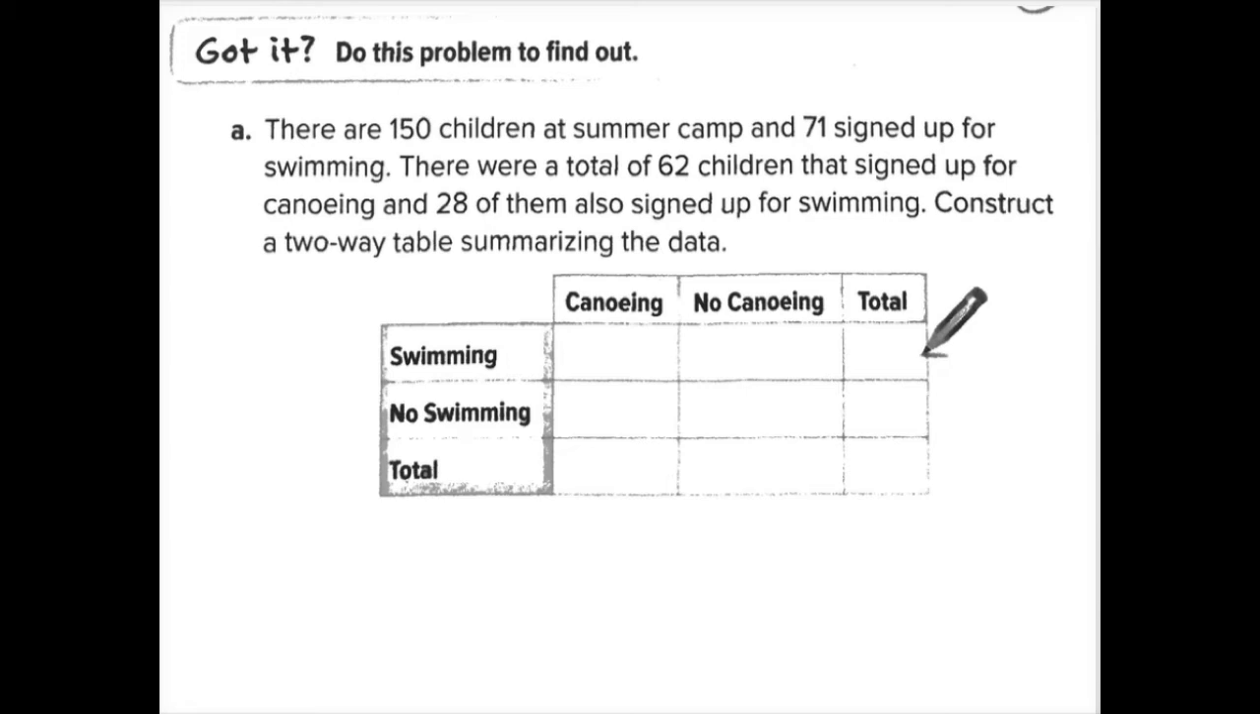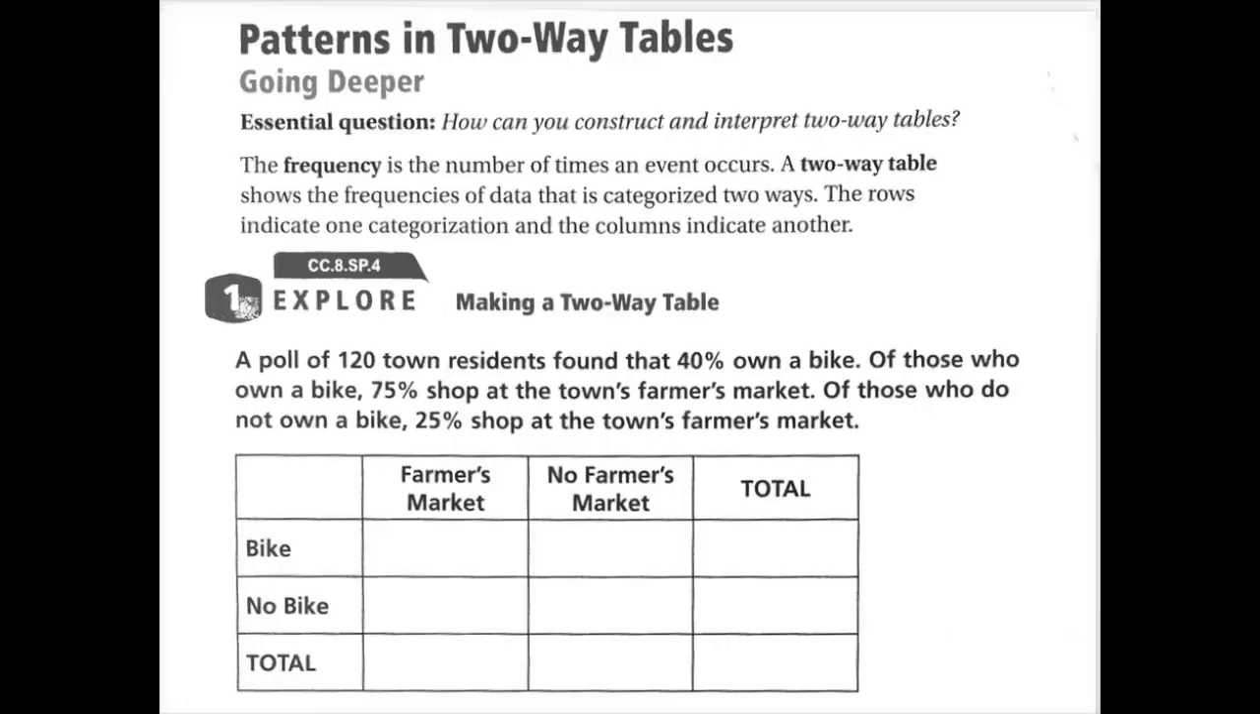Okay, let's look at the next page. Patterns in two-way tables. We have our essential question, read along with me. How can you construct and interpret two-way tables? The frequency is the number of times an event occurs. A two-way table shows the frequencies of data that is categorized two ways. Rows indicate one categorization, columns indicate the other.